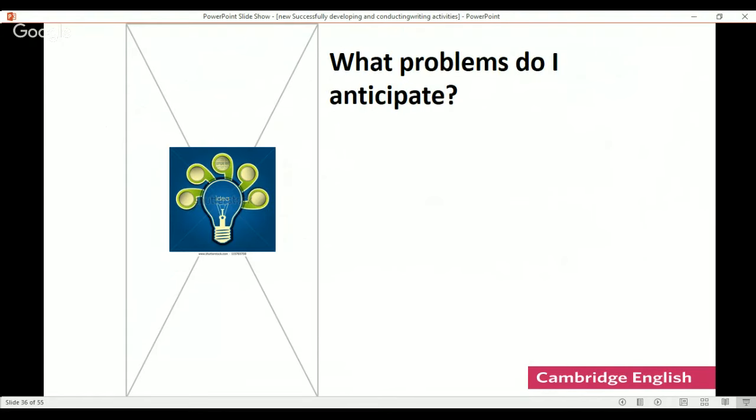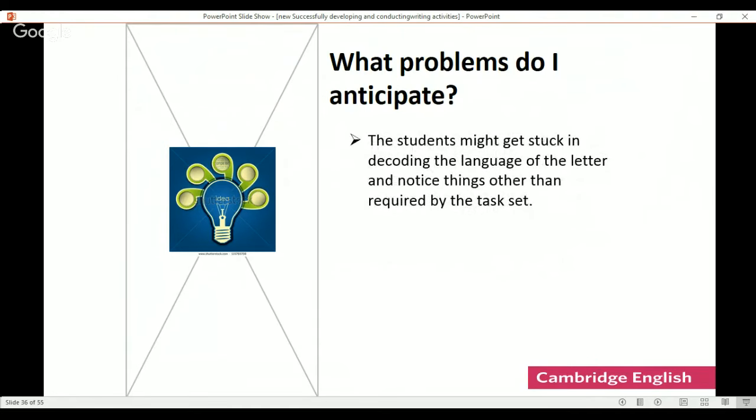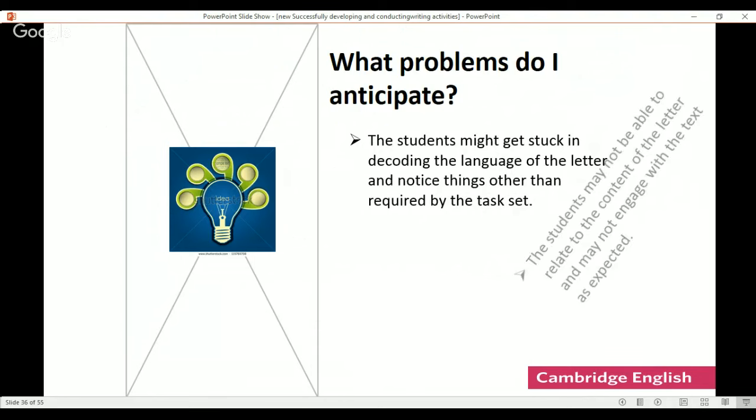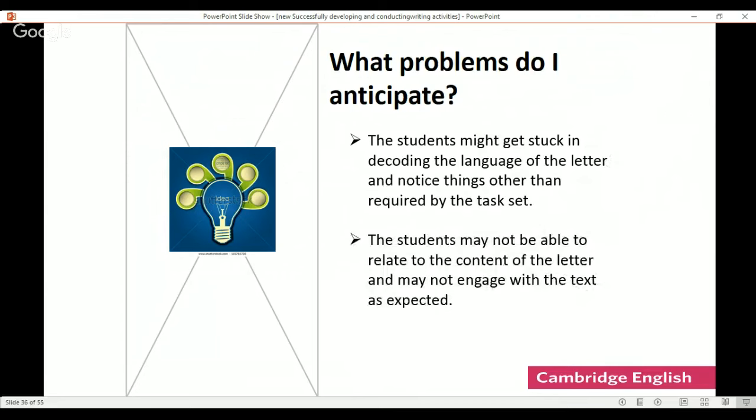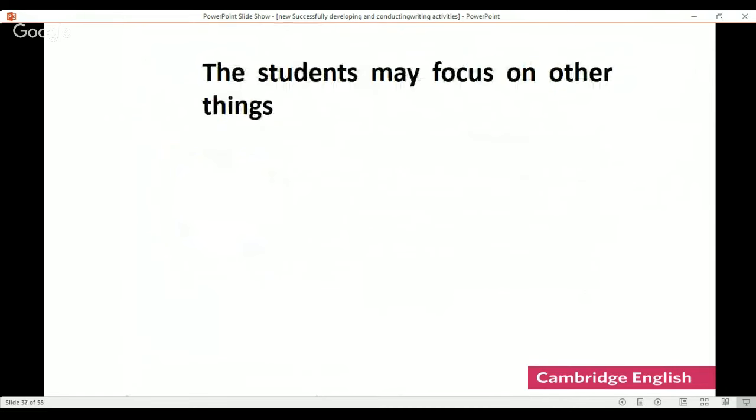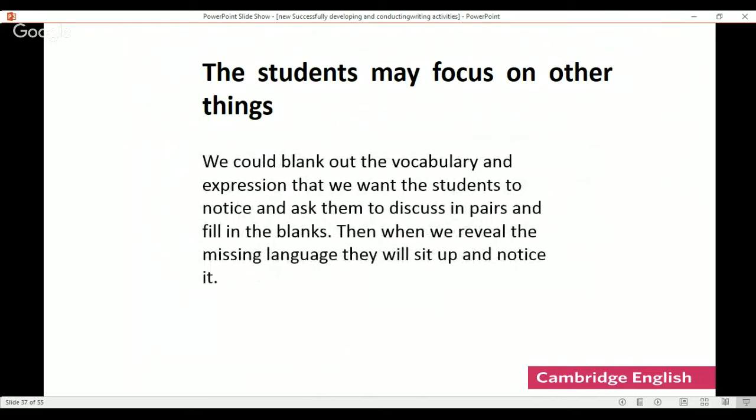Then you need to think about the problems that you anticipate. For example, students might get stuck in decoding the language of their letter and notice things other than that which is required by the task. Students may not be able to relate to the content of the letter and may not engage with the text as expected. Students may focus on other things. We could blank out the vocabulary and expressions that we want students to notice and ask them to discuss in pairs and fill in the blanks. So this way, you get them to focus on exactly what you want them to focus on.